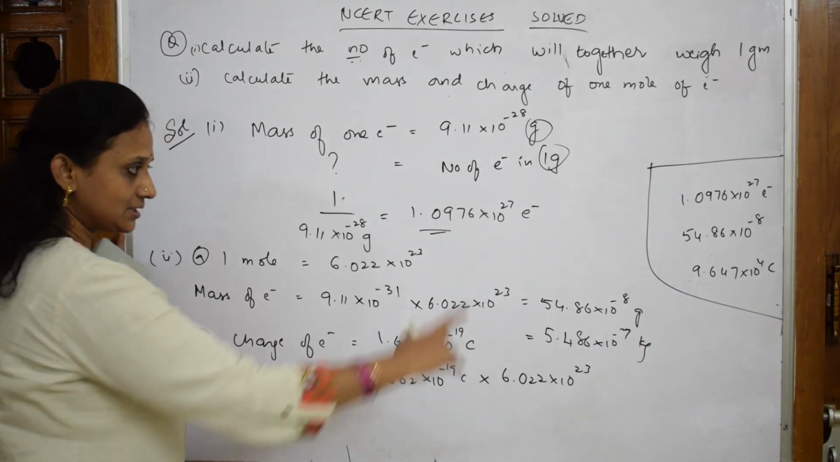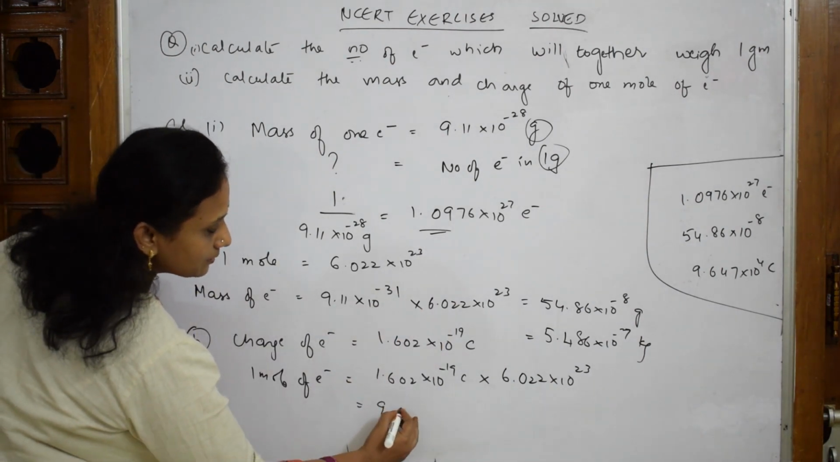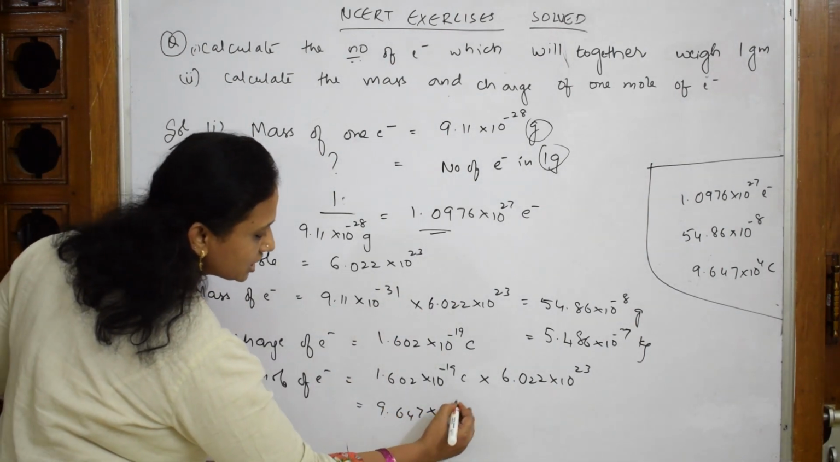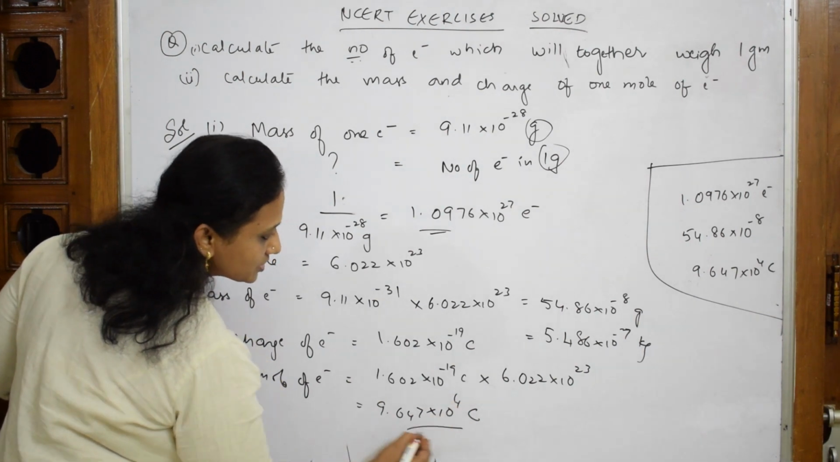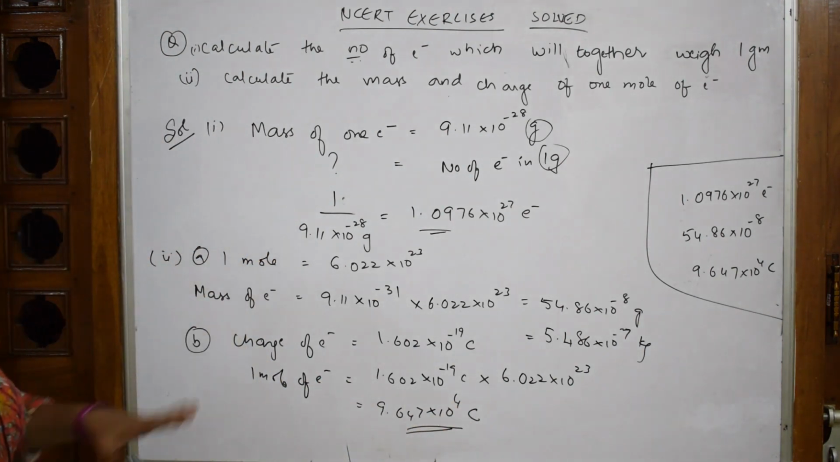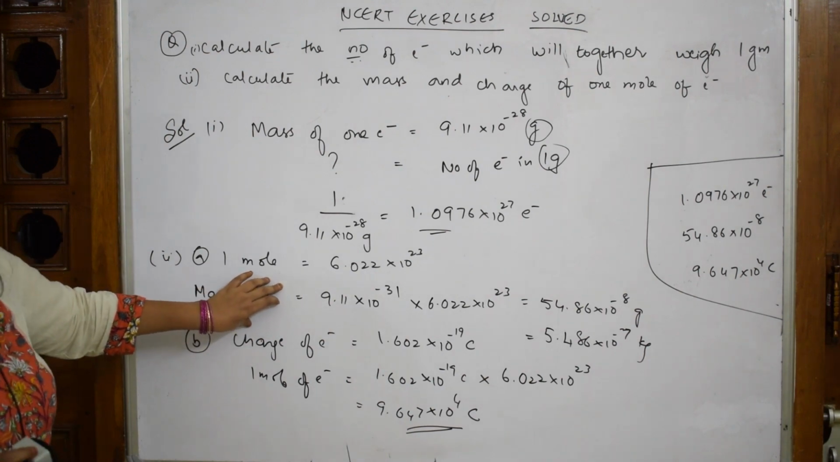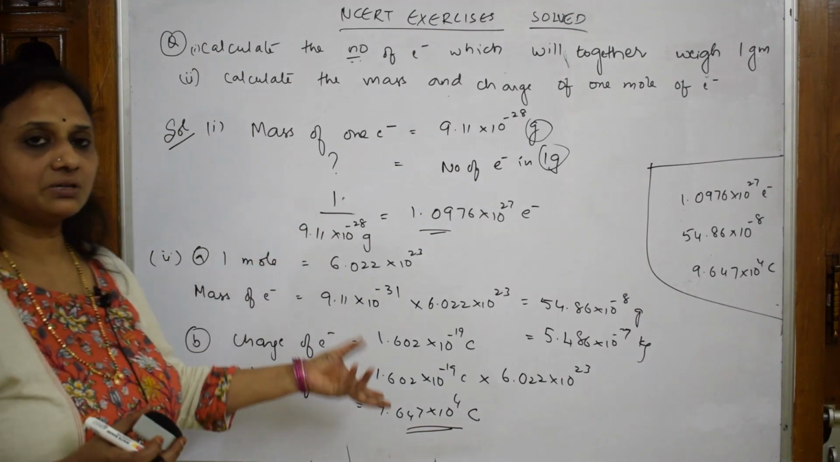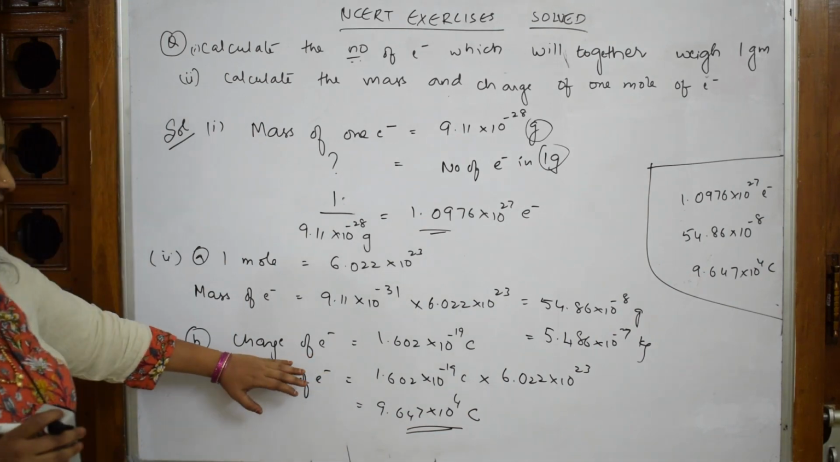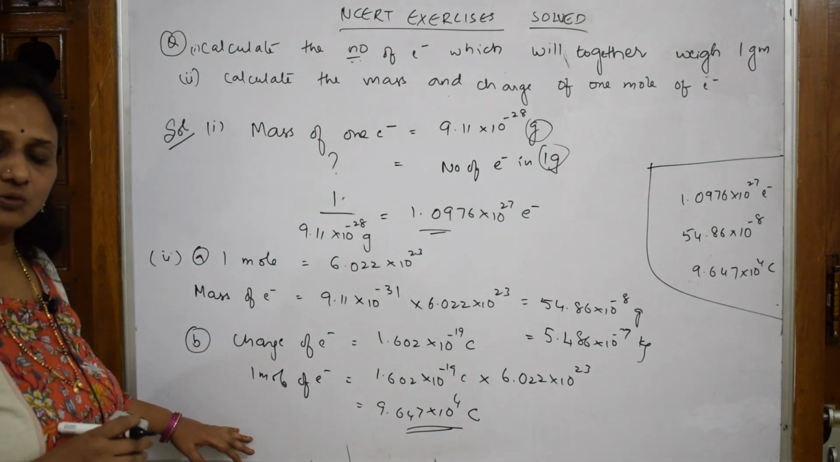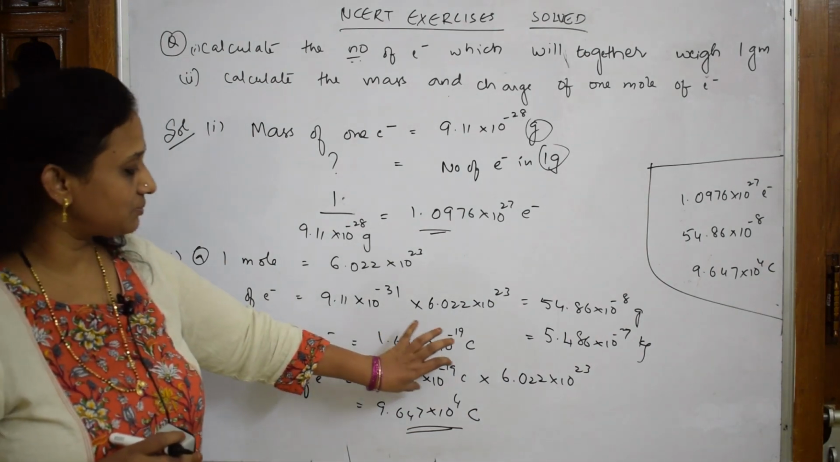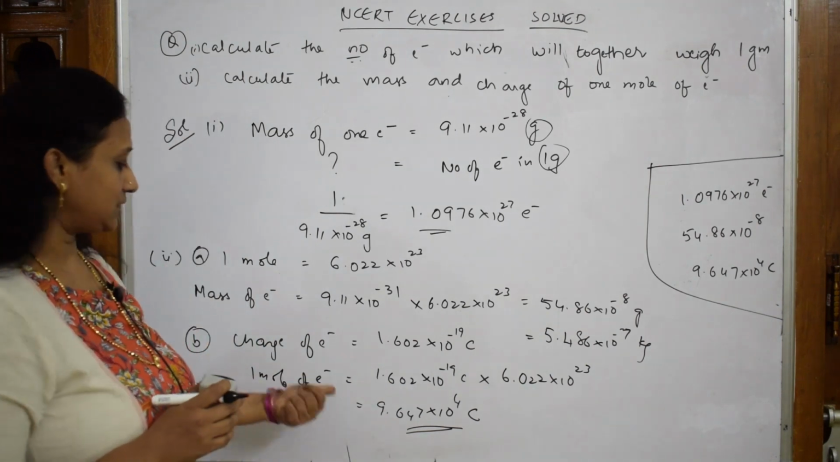How much do I get? I get an answer of 9.647 into 10 raised to the power of 4 coulombs. This is the thing. Simple, nothing. 1 mole I know. They've given me, I know the mass of electron. Together, how much is that? I've multiplied it. Charge I know. I know what is 1 mole equal to. Together multiplied, I got the number of electrons. Simple.